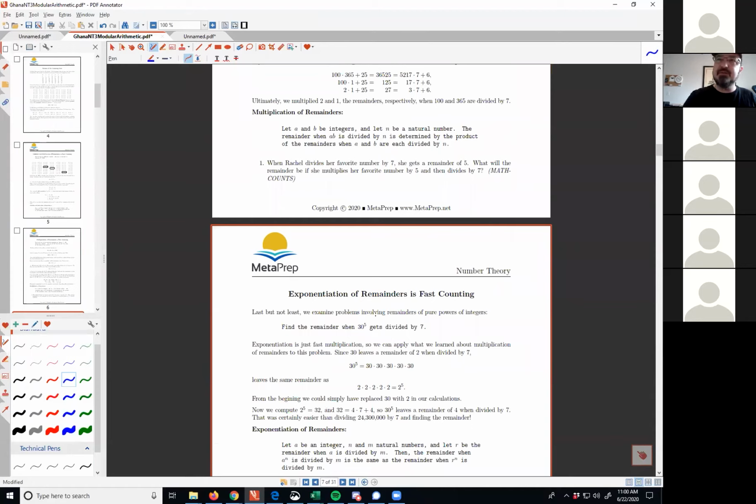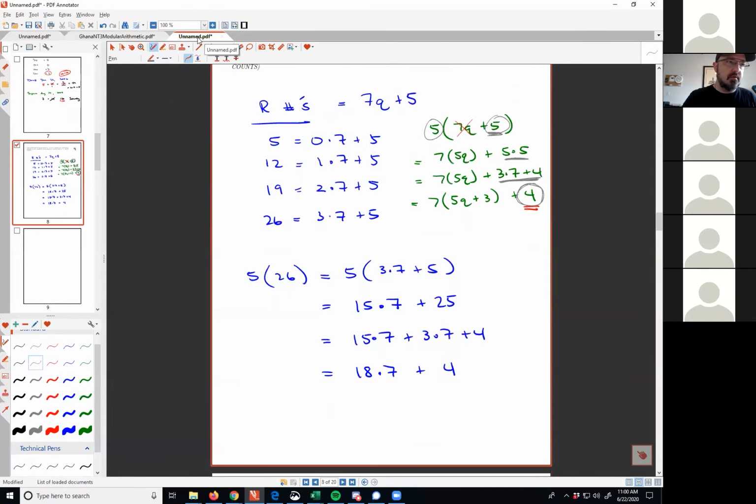Any questions about this one? No. Yeah, the ending number was 5. So can you just skip everything and just say 5 squared is equal to 25 divided by 7? That's right. Okay.